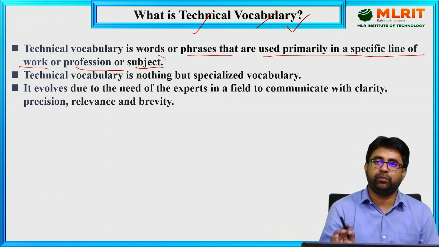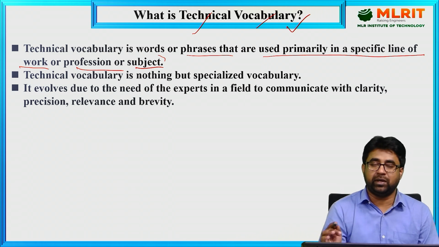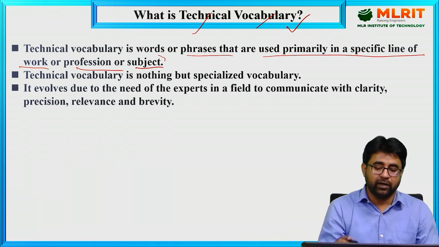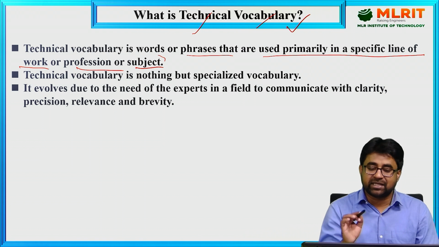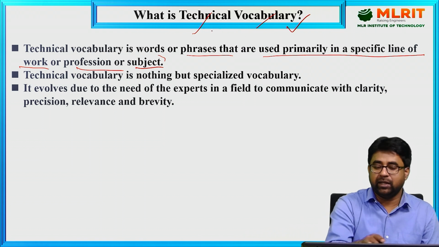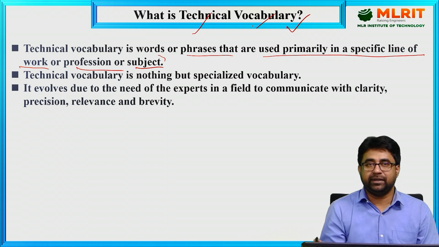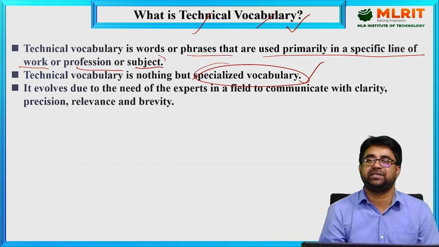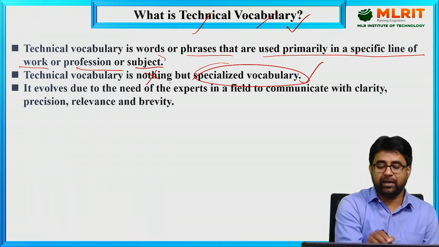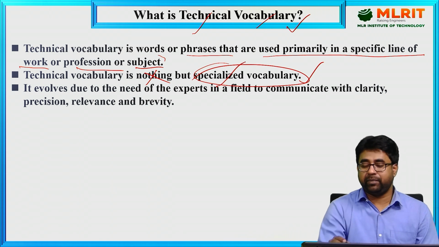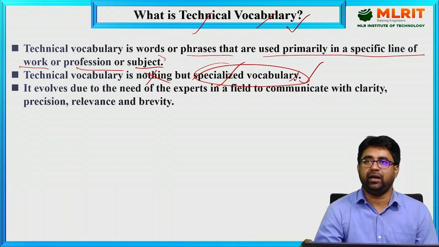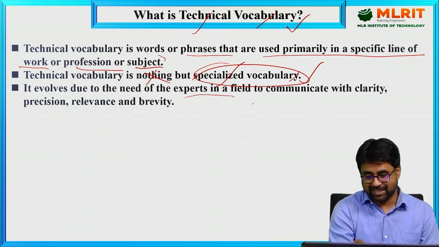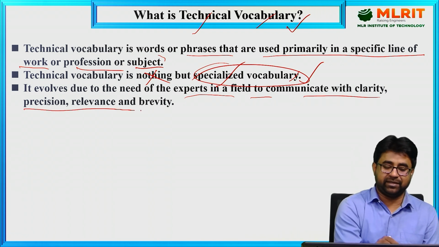Now, each of these areas will have some distinct words. Those words would be used only in those fields with a specific purpose, to convey a particular meaning. These kinds of words are called technical vocabulary. Technical vocabulary is nothing but specialized vocabulary. Why specialized vocabulary? Because they are used in that particular field to convey a particular idea. It evolves due to the need of experts in a field to communicate with clarity, precision, relevance, and brevity.